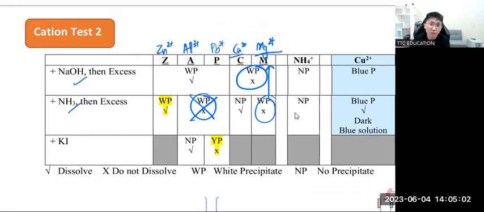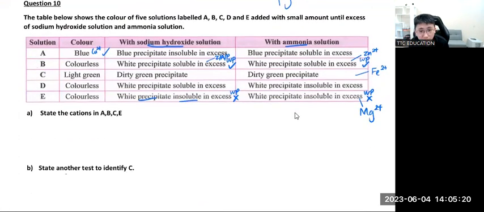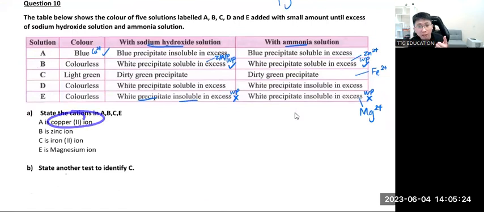So it means you have to repeat your experiment. You do multiple tests until your observation falls into one box, and that box is the answer. So that box is under who? That is your answer. So answer here is supposed to be Mg2+. So that's why you see my answer: A is copper 2 ion, Cu2+, correct. B is Zn2+, correct. C is Fe2+, correct. E is magnesium 2+. You see?